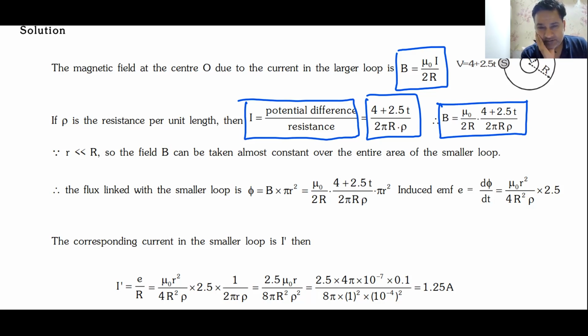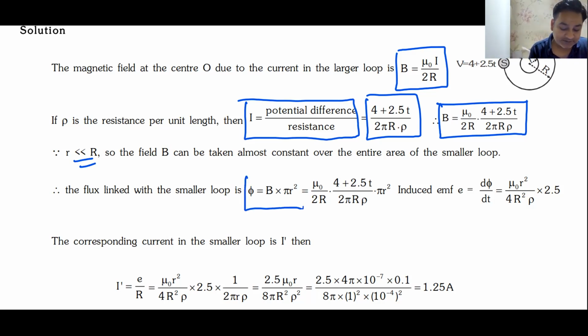Magnetic field at the center of the loop is mu naught I by 2R. Then I calculated current from the potential difference. Yes or no? Okay. Now r is very, very small compared to capital R. That is how you find out the mutual inductance of the two loops.